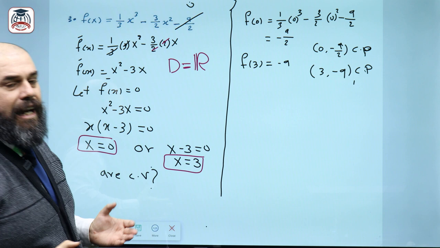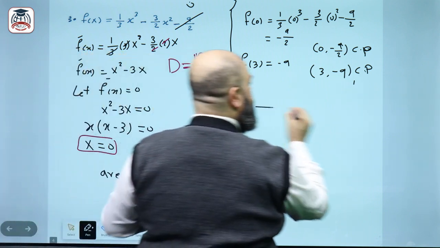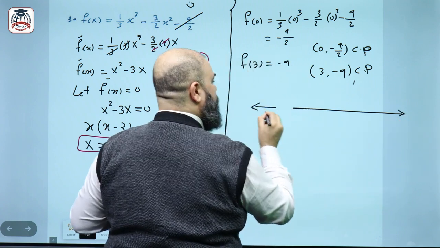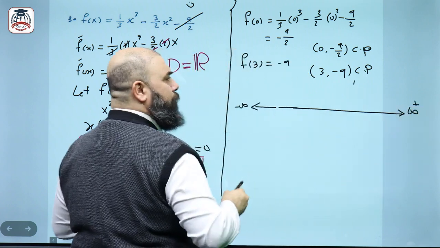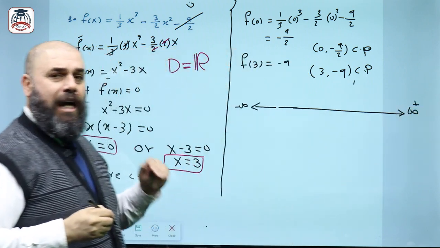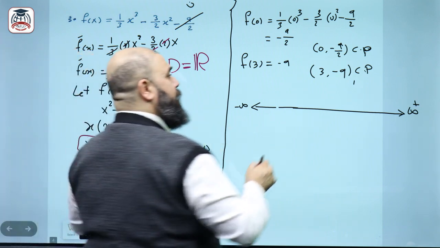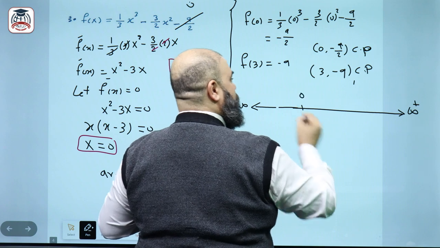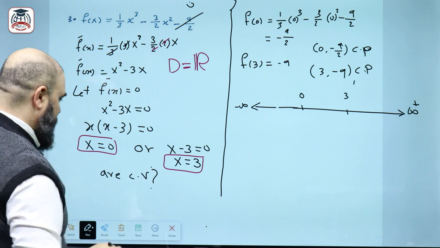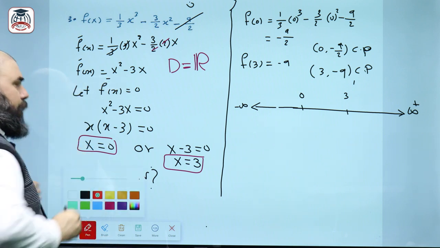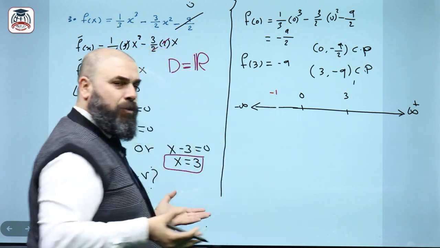Okay, to find the increase and decrease regions, use the number line from negative infinity to positive infinity. Plot 0 and 3 from smallest to biggest, left to right. First plot the 0, second 3. Okay. Less than 0, we take negative 1, negative 2, negative 3.